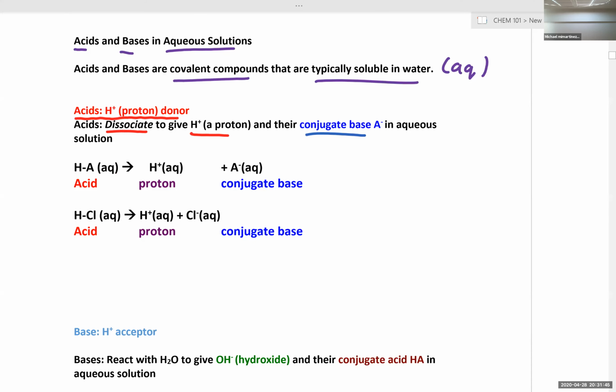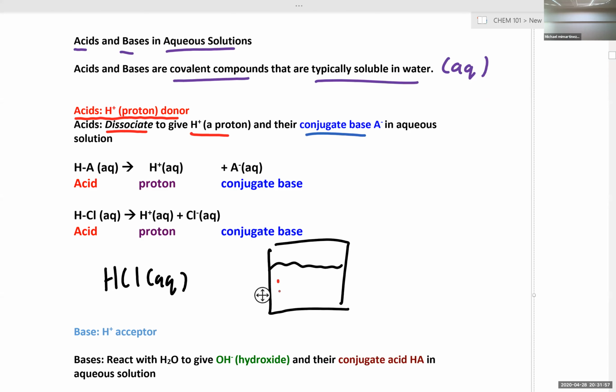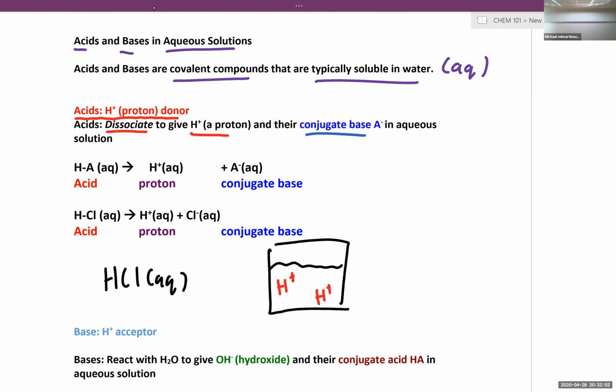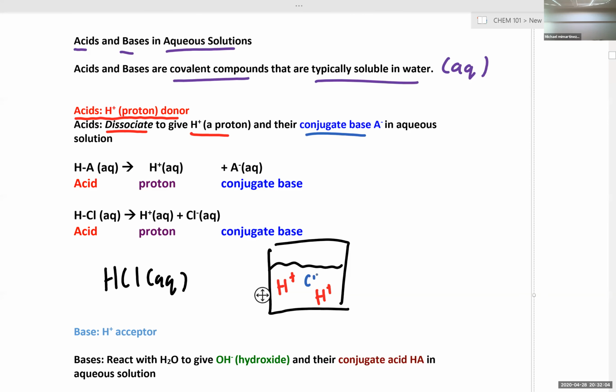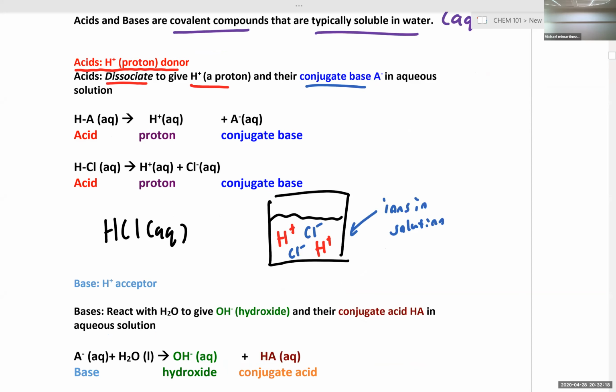So if we think about, for example, a bottle of hydrochloric acid, and look at a snapshot of hydrochloric acid in solution, we'd expect to see primarily ions. We'd have H+ and our conjugate base, chloride, Cl-. So we have ions in solution. Okay, we've seen this idea before. Let's look at bases now.